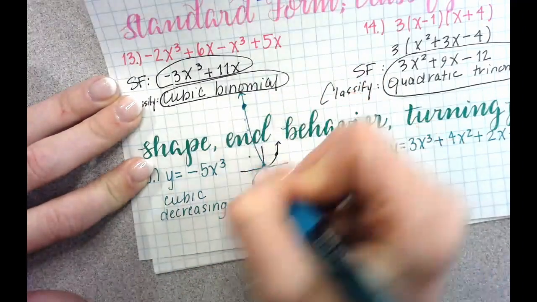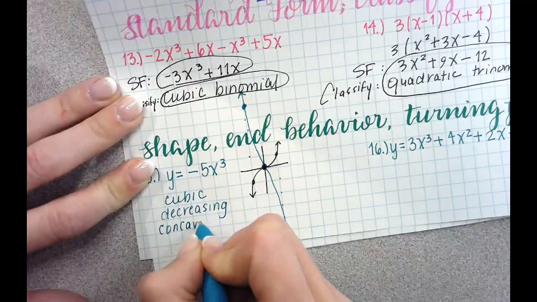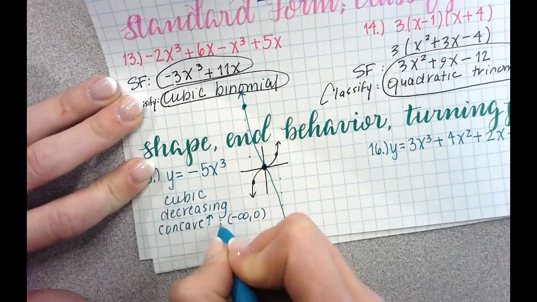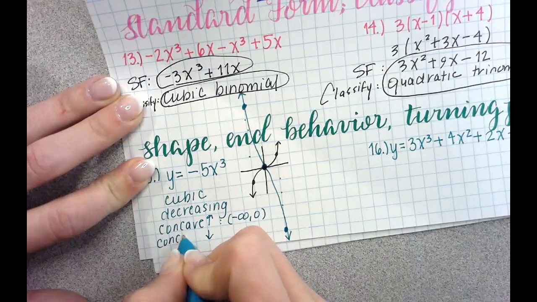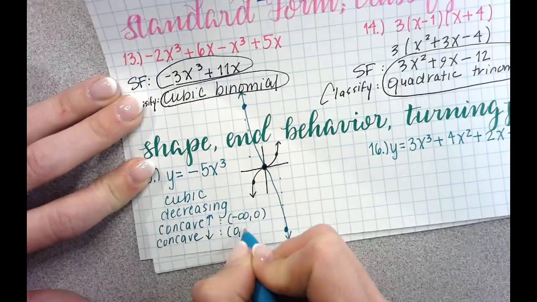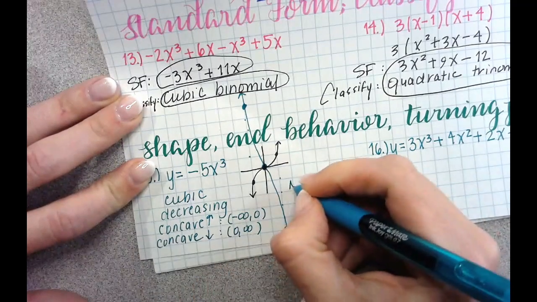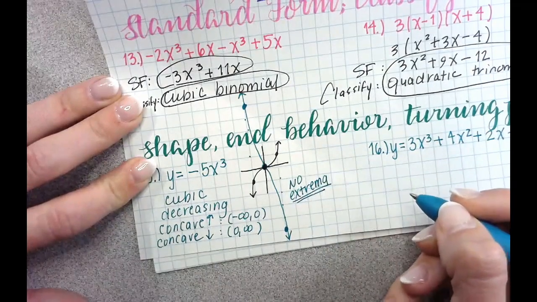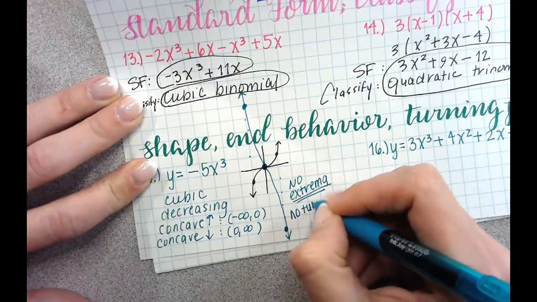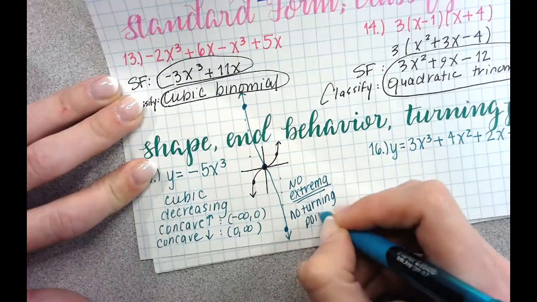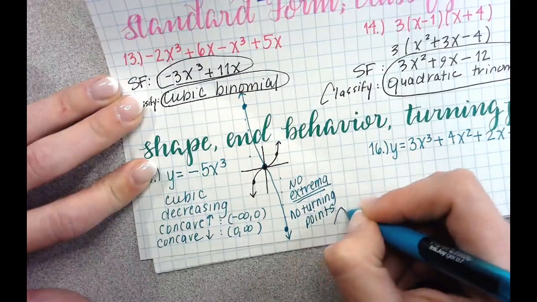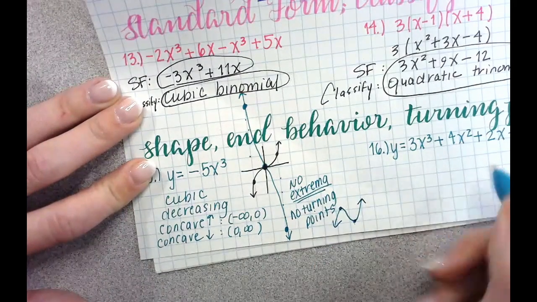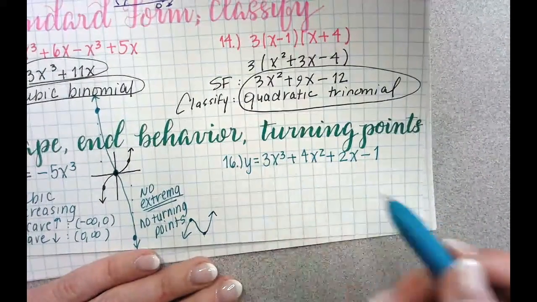Here, I know it's hard to see, but we can say it's concave up from negative infinity until 0, and it's concave down from 0 until infinity, and there are no extrema, which is a fancy word for maximums or minimums, and no turning points. They never change directions. A turning point is like this. Turned around, max or min. Alright, we don't have any of those.